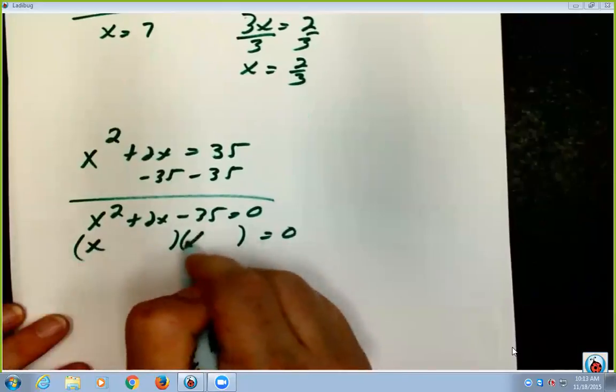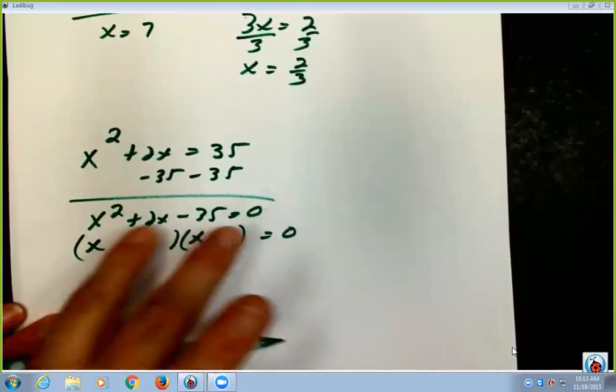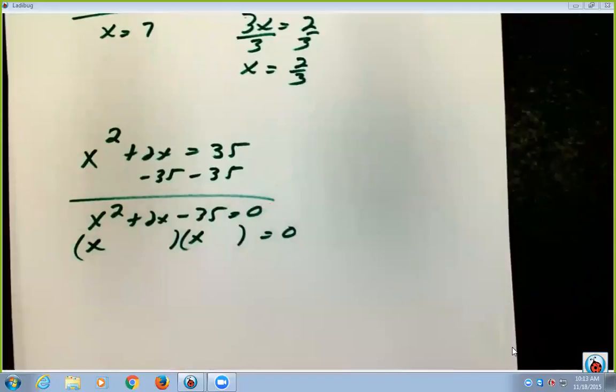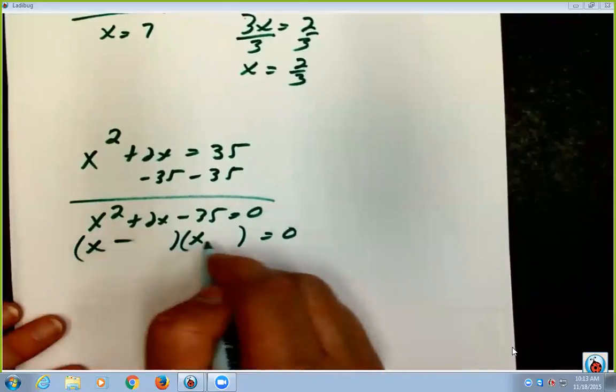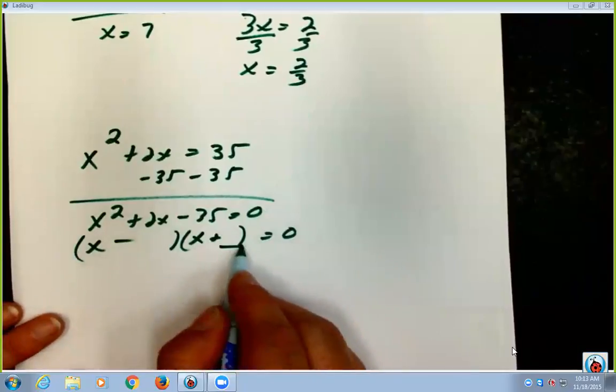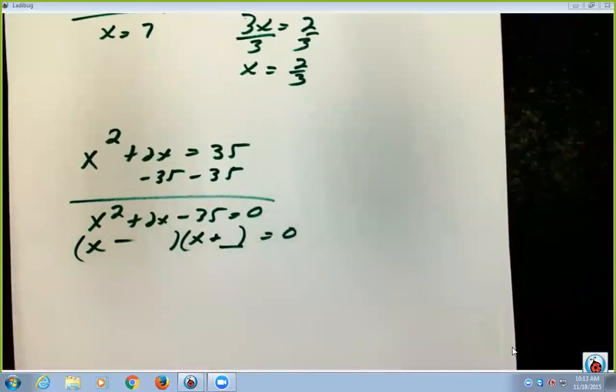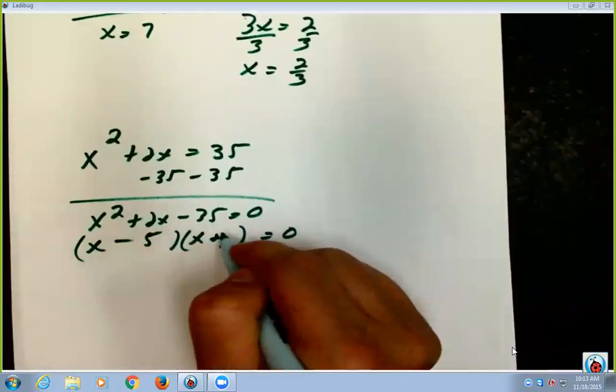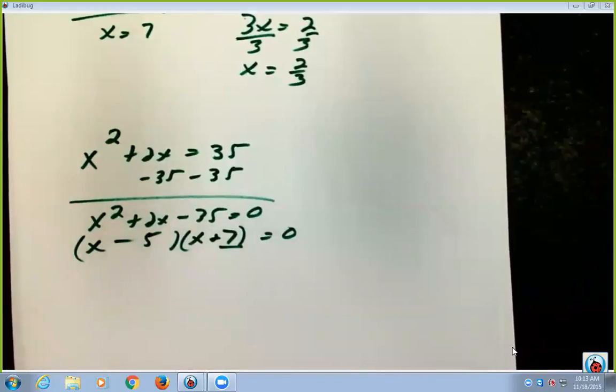So I get x and x. Factors of -35 that add to 2 in the middle. So sign-wise, I know one's negative and one's positive, and the positive piece has to be bigger because that's what it's showing me up above. So what are factors of -35 that give me a positive 2? 5 and 7. So 5 is negative, 7 is positive.